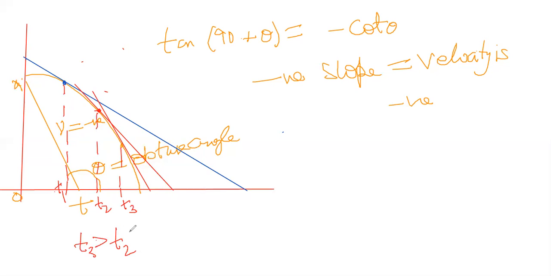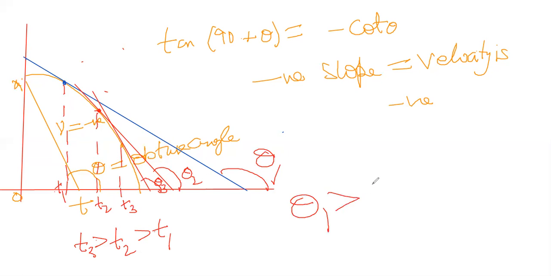T3 is more than T2 is more than T1. Yes? But if you see the thetas, at T1, what is theta? Theta 1. At T2, it is theta 2. At T3, it is theta 3. Which is more? Theta 1 is more than theta 2 is more than theta 3. Actually, when time proceeds, what should happen? Theta should increase, but thetas are decreasing.